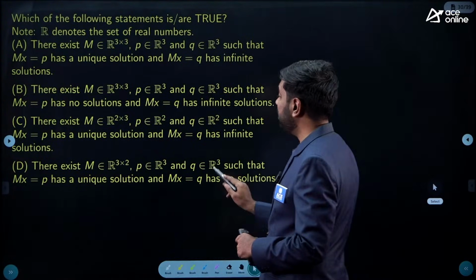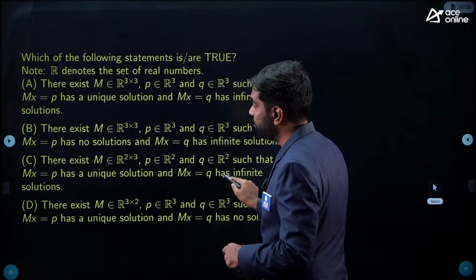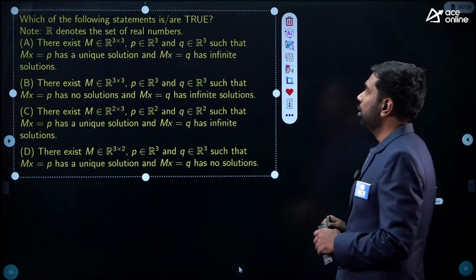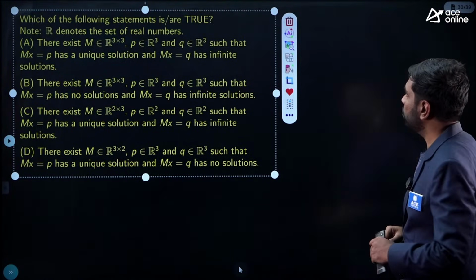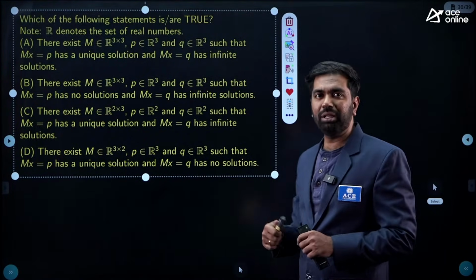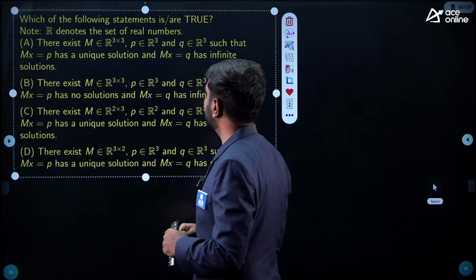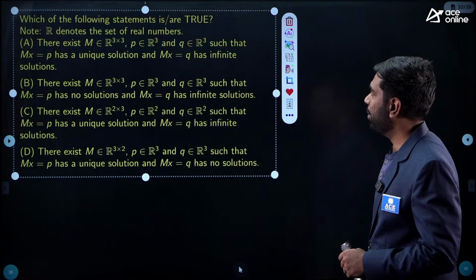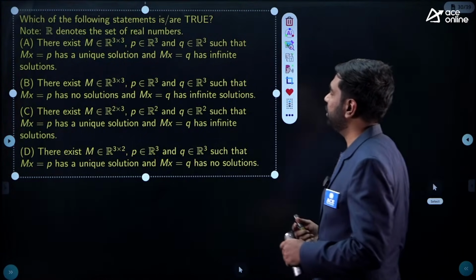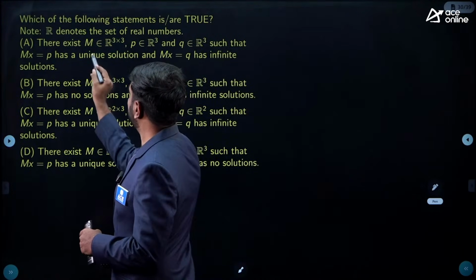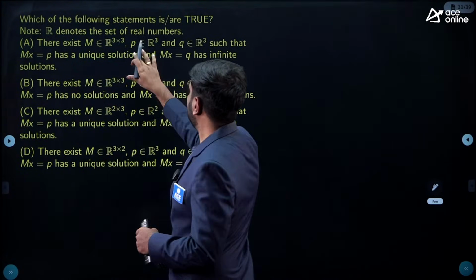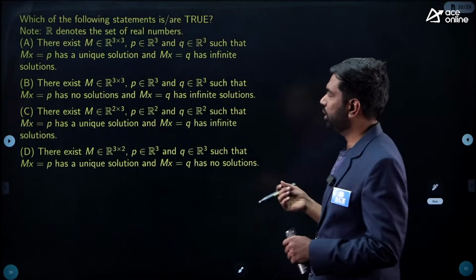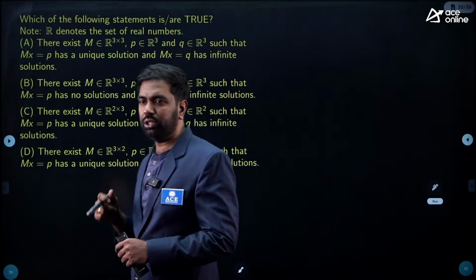This is really a fantastic problem. One has to put a lot of efforts to solve this. Not that easy. Which of the following statements are true? It's a multiple select question where R denotes the set of real numbers. Option A says there exists a matrix M belonging to R power 3 cross 3. So basically M is a 3 cross 3 matrix, P is a 3 cross 1 vector, Q is a 3 cross 1 vector such that Mx equal to P has a unique solution and Mx equal to Q has infinite solutions.